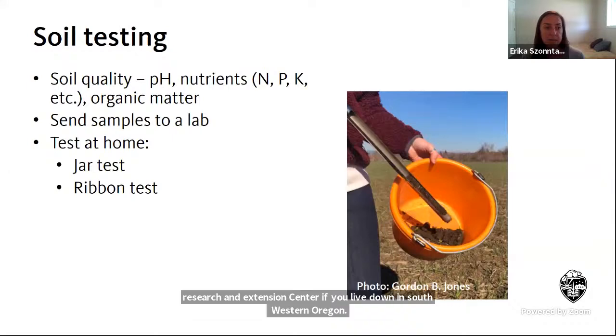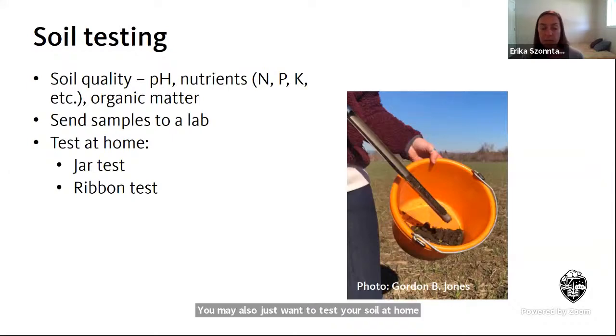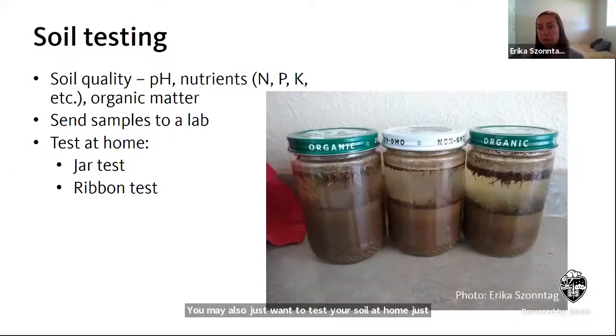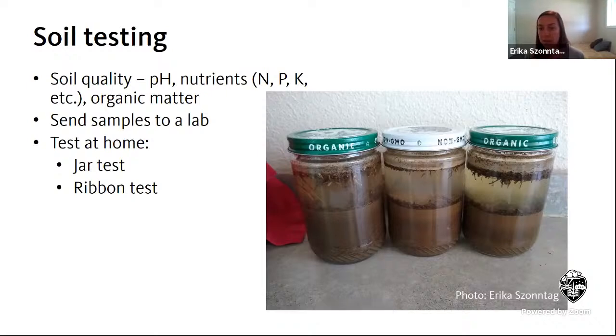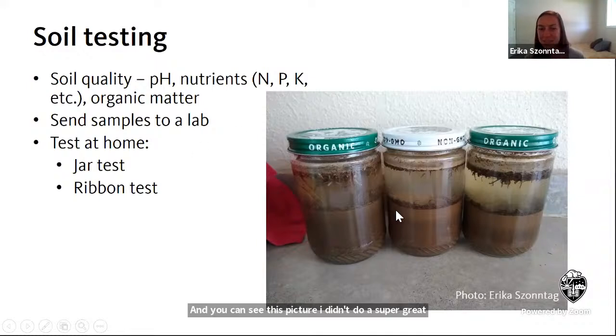You may also just want to test your soil at home just for texture, and the jar test and the ribbon test are two really easy ways to do this. So this is an example of the jar test here. And the way you do this is to scrape off the top organic matter layer of the soil that you're looking to test and dig down to that mineral soil and fill up a jar about halfway with the soil sample and the rest of the way with water. And you can see in this picture, I didn't do a super great job of getting that organic material off, but I think you get the idea.